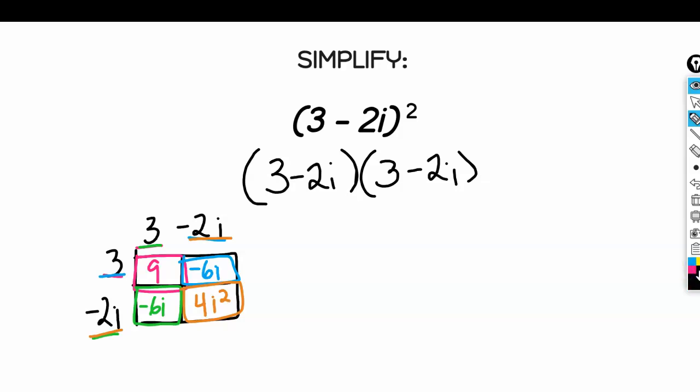Once I have everything that's inside the box, I can rewrite it outside of the box. From here, two things have to happen. I have to make sure that I combine like terms once I get to this point.